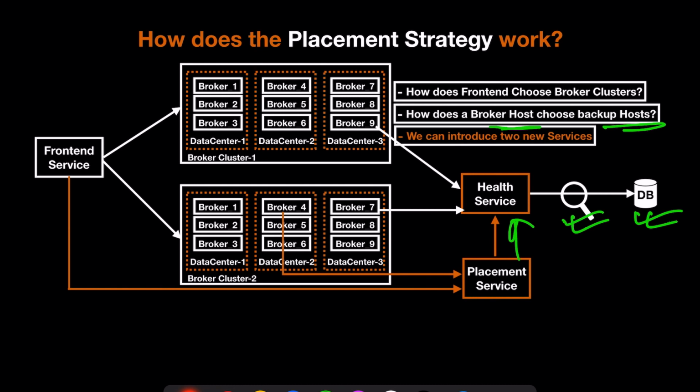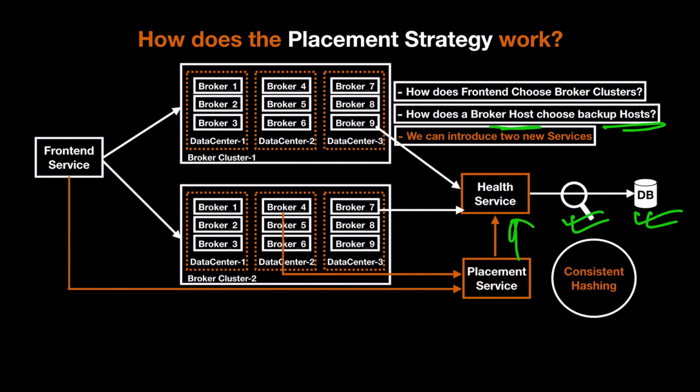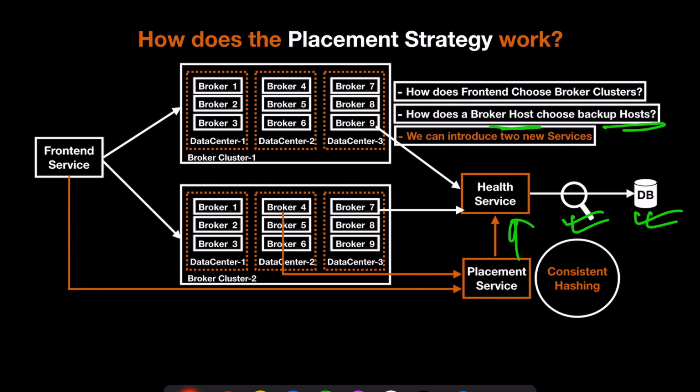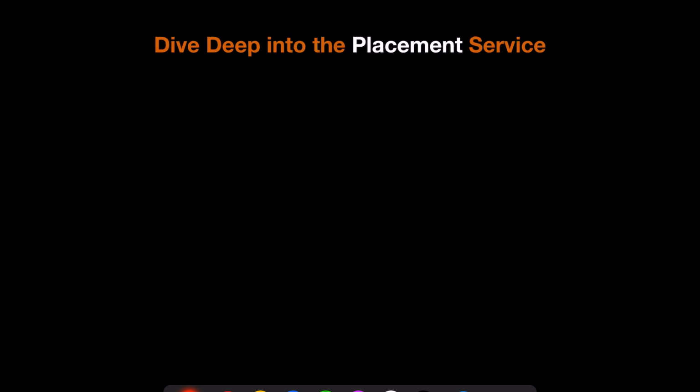Now again the same question: how does the placement service actually do the mapping here? We have health data from which we can identify which hosts or clusters are healthy, and after that we can take advantage of consistent hashing in a similar way to map the incoming queue to available healthy hosts or clusters. Let's dive deeper into the placement service a little bit more.